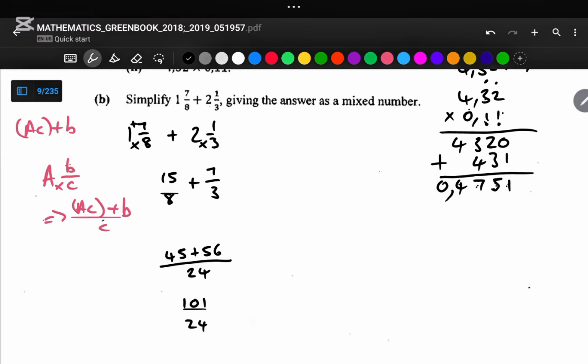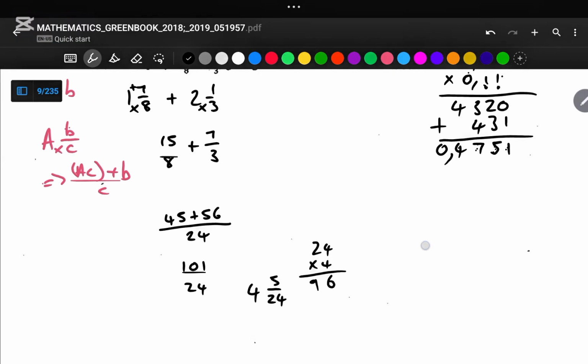So it's 101 divided by 24, and it gives us 4 5/24. Why 4 5/24? If we multiply 24 by 5, it gives us 120, which is more than 101. So it's 24 by 4. It gives us 96. And then we subtract 96 from 101, that is 5/24. And we are done with our question.